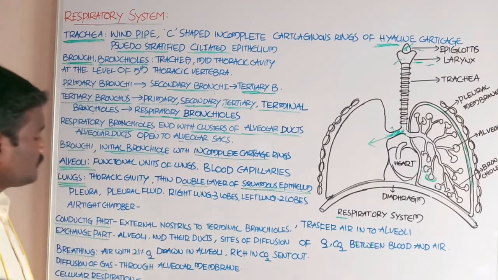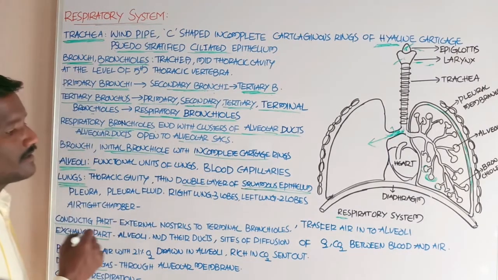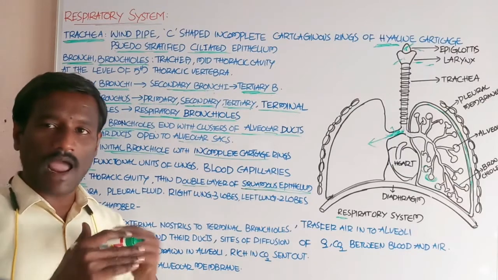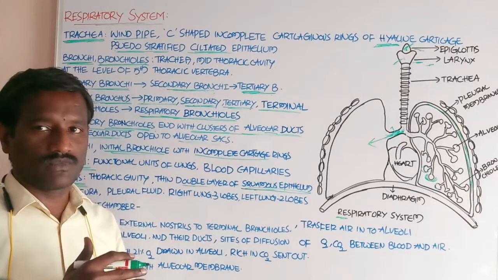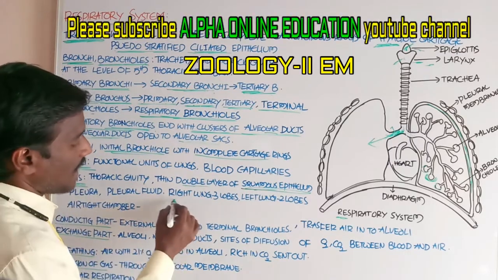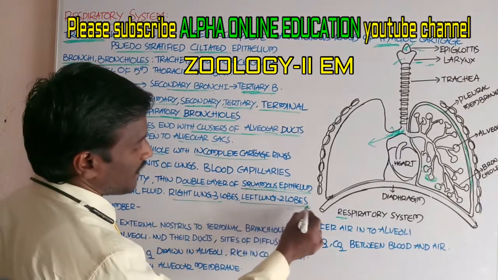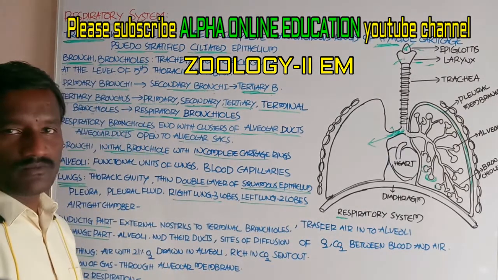Okay, students, each lung is also divided into lobes. The right lung has 3 lobes and the left lung has 2 lobes.